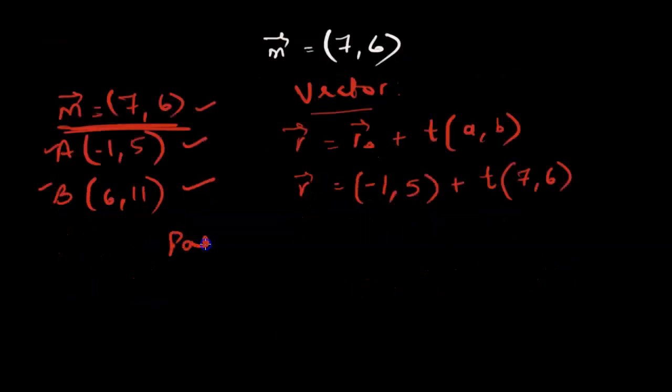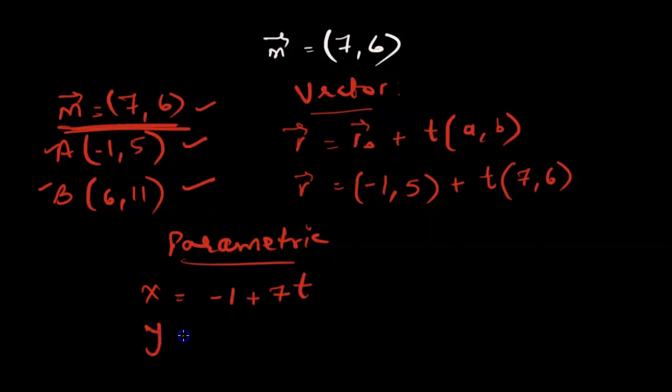To write its parametric equation, I just have to separate my components. So I have to write x equal to -1 plus 7t and y equal to 5 plus 6t. And this is how I get my parametric equation.